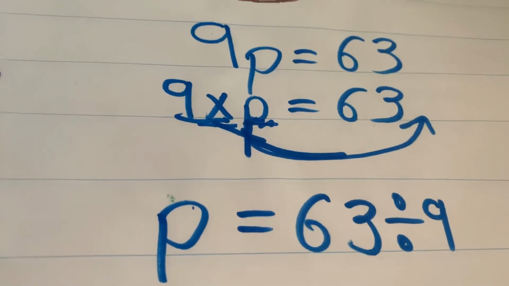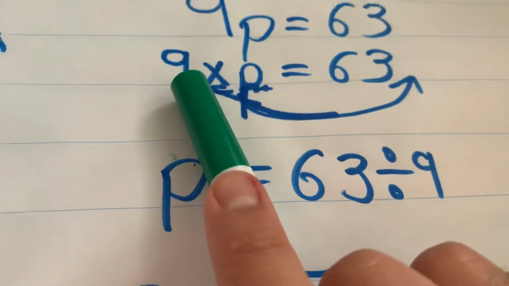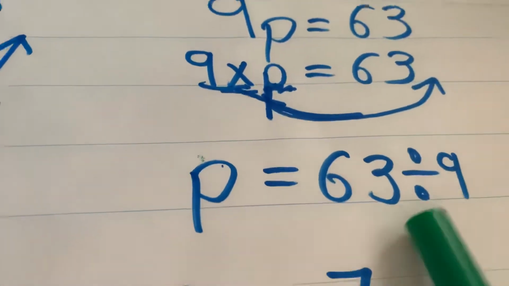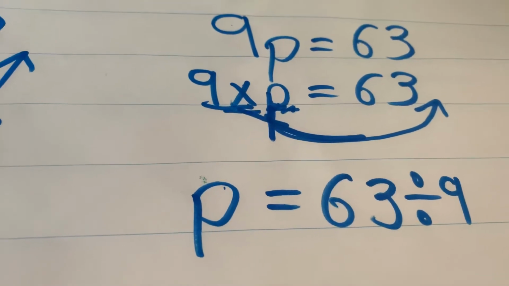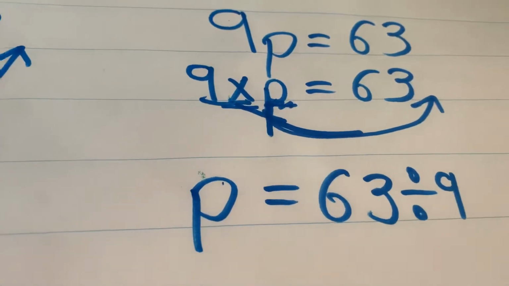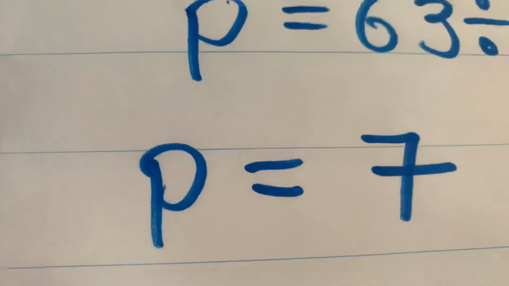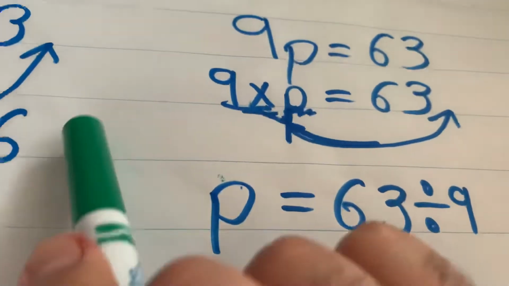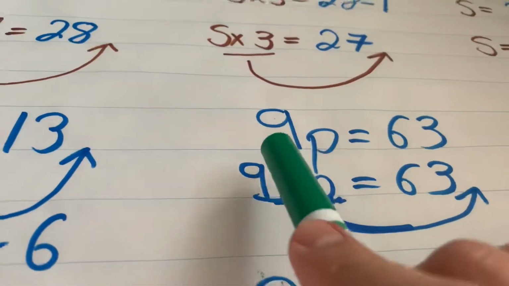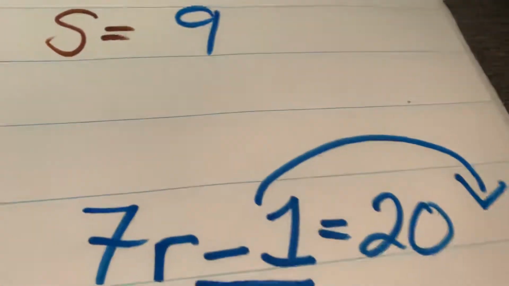Easy enough. Now my p is by itself. We just took the 9 times, we move it over here, now it becomes division. P equals 63 divided by 9. So now it's just 63 divided by 9, which I know to be 7. So if I take this 7 and I put it over here where this p is, I have 9 times 7. 9 times 7, that's 63. Let's look at another one.